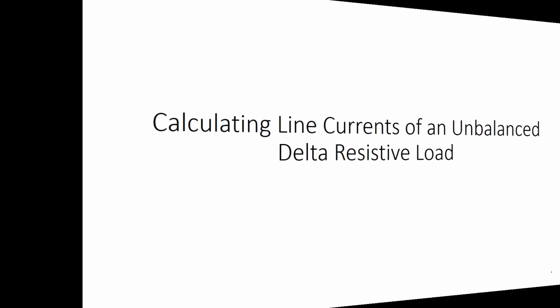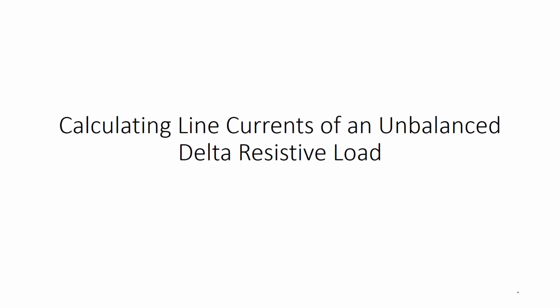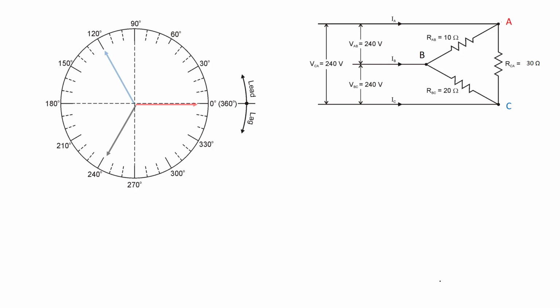Okay, we are going to look at calculating the line currents of an unbalanced delta resistive load. So here's an example of an unbalanced delta resistive load. We've got three resistors connected up in delta. R A to B is 10 ohms, R B to C is 20, R C to A is 30.